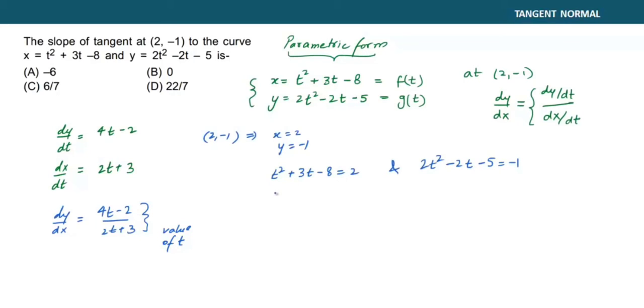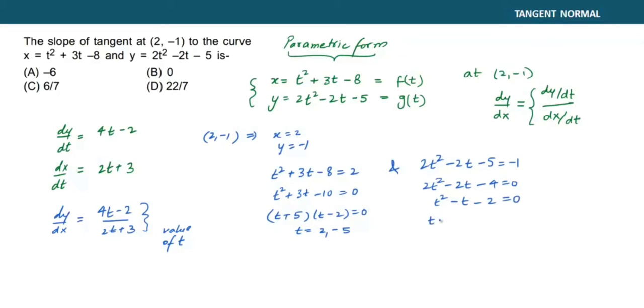If we just solve very quickly, you can see that this is a very plain equation. This comes out to be t plus 5 into t minus 2. So here the two values that t is satisfying are 2 and minus 5. And similarly, solve something over here. So it will give you what? 2t square minus 2t minus 4 equal to 0. I can simplify it to write t square minus t minus 2 equal to 0.